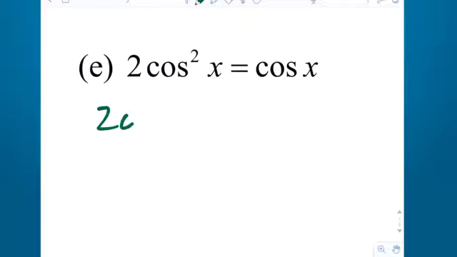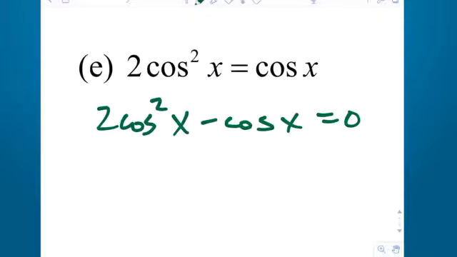Subtract cosine. Yeah. I have 2 terms, and they're different because one's squared and one's not. It's like having an x squared and an x. They're different terms. They're unlike terms. So whenever you have more than one term with a variable in it and they're unlike, that's when you want to get it equal to 0. And of course, once you have something equal to 0, then your goal is to factor it.